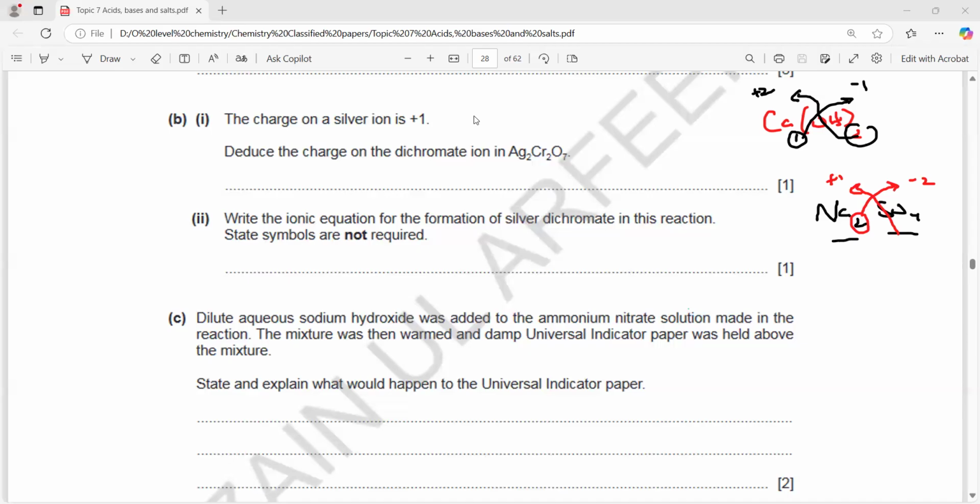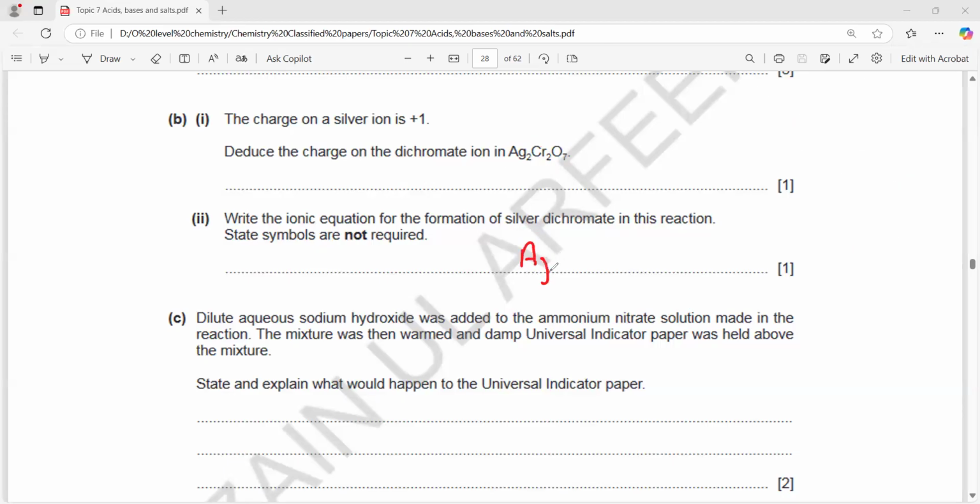That's right. So they already mentioned this is a chromate ion and this is a silver ion. So silver was having 1, that's why 1 was here. So the chromate should have 2, so that's minus 2. Write an ionic equation for the formation of silver dichromate. So silver dichromate is formed, plus Cr2O7.